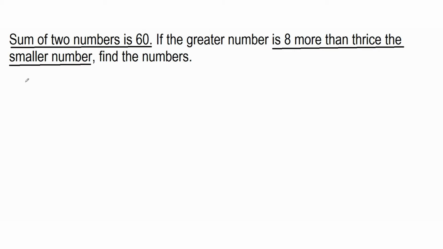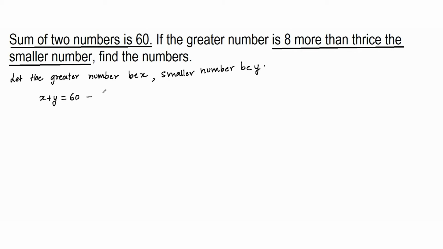So again, I can assign some variables to these unknown quantities. Let the greater number be x and the smaller number be y. Now let's see what we have. The sum of these two numbers is 60. So x plus y is going to be equal to 60. This is my first condition.